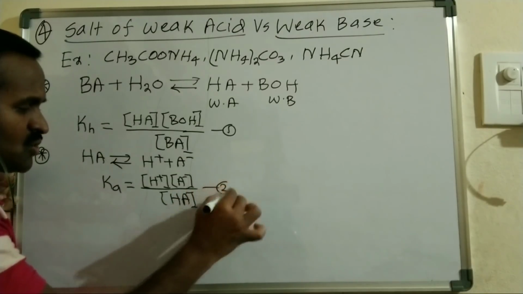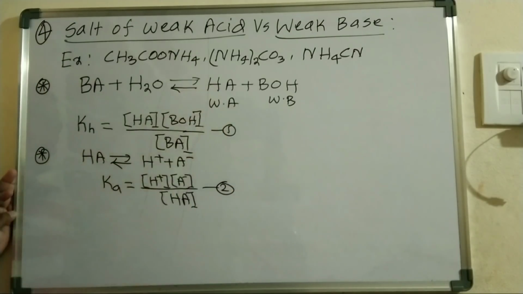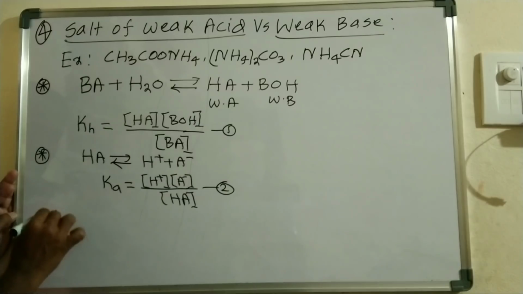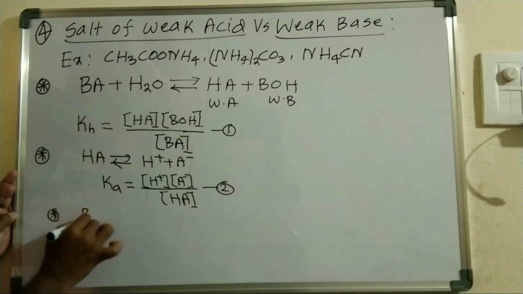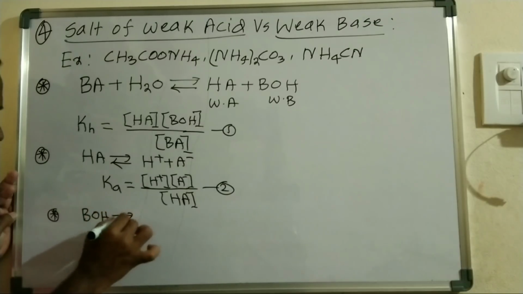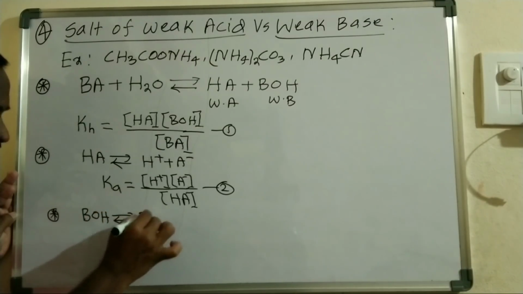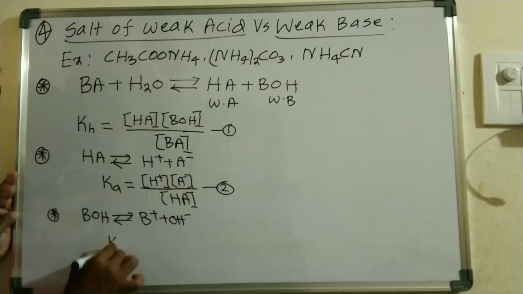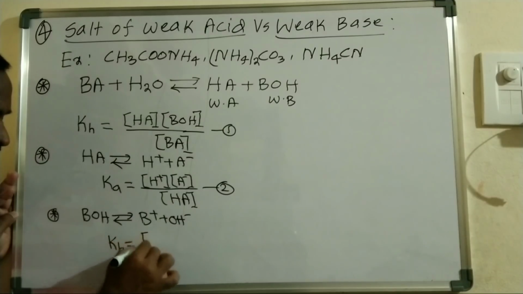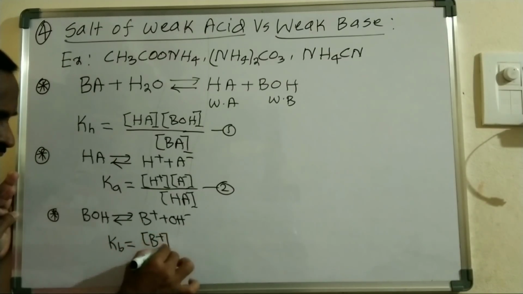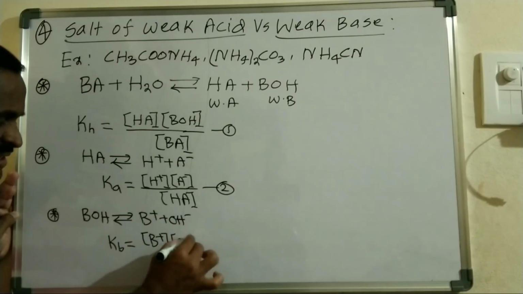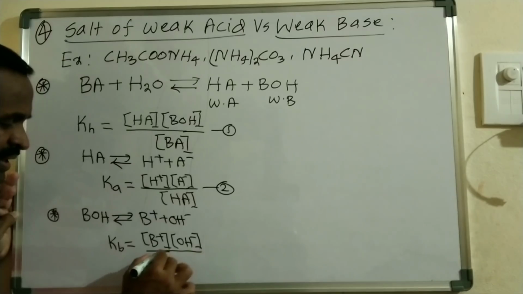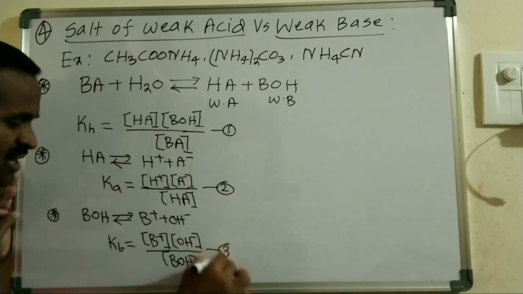Let us take this as equation 2. Even the weak base will undergo dissociation and form ionic equilibrium. That weak base I am taking here as BOH. BOH will be dissociated into B+ and OH minus, right? For this I will write the dissociation constant of the weak base Kb, that is, B+ ion concentration into OH minus ion concentration divided by BOH concentration, right? Let us take this as equation 3.